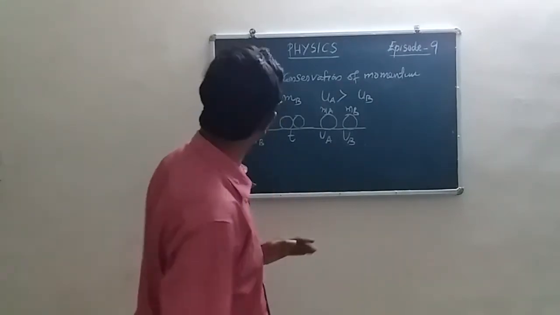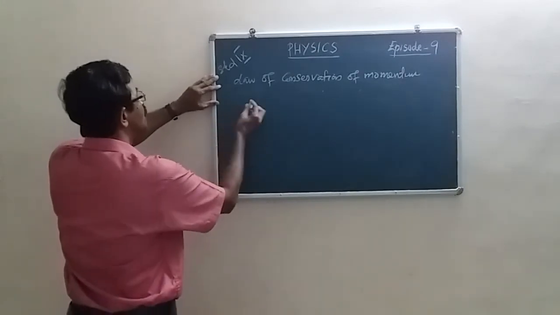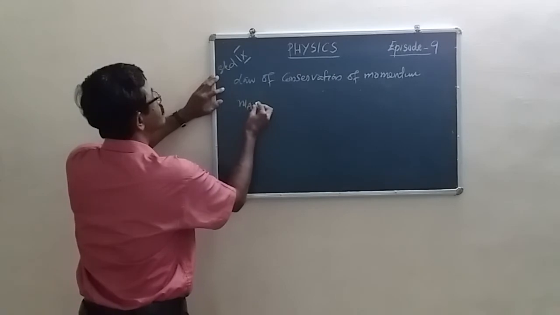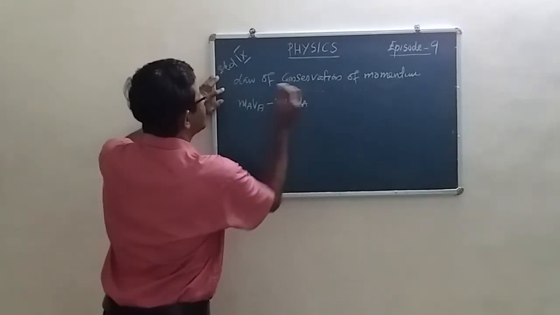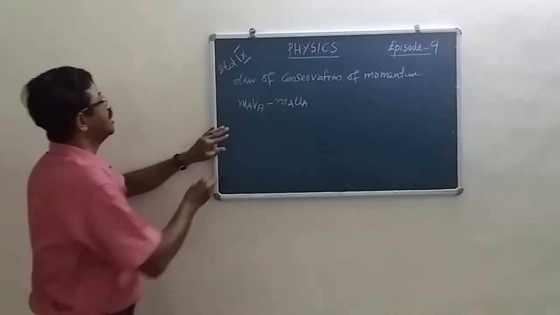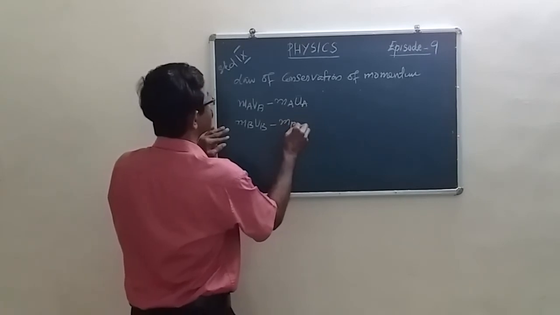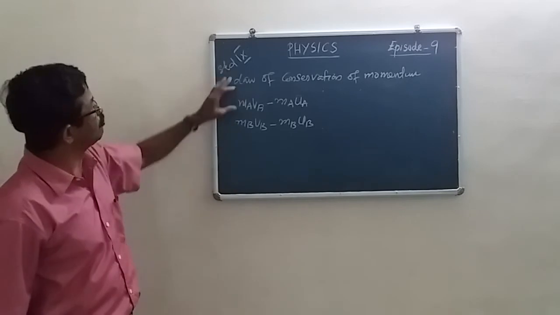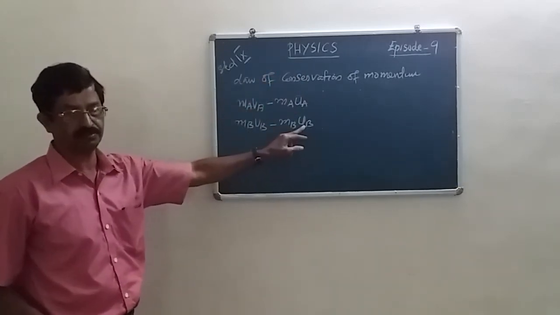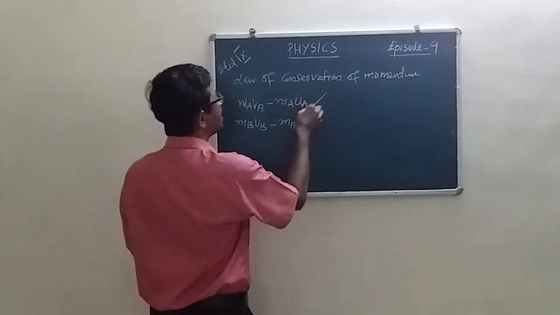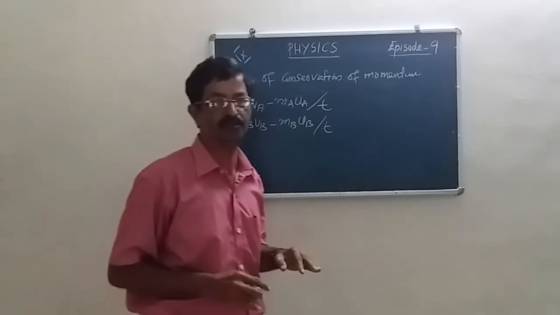Now, first of all, we can find the change of momentum of A and B. This is the change of momentum of A, and similarly the change of momentum of B. The change of momentum of A is MA VA minus MA UA, and similarly for B. We know the rate of change of momentum is obtained by dividing by T. This rate of change of momentum is due to the force acting.